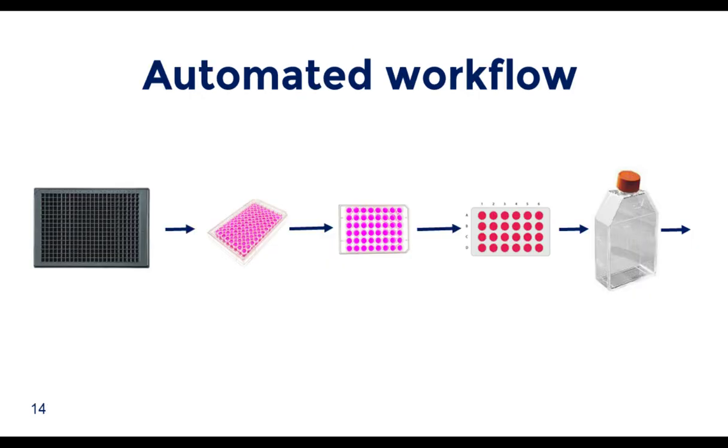Back to our workflow. Now we've added the 384 well plate and adapted the 96 well step. 48 well and 24 well scale-up vessels can remain unchanged, except for adaptation of liquid handling techniques as just explained. But as I mentioned earlier, the T25 flask is not easily adapted to automation.